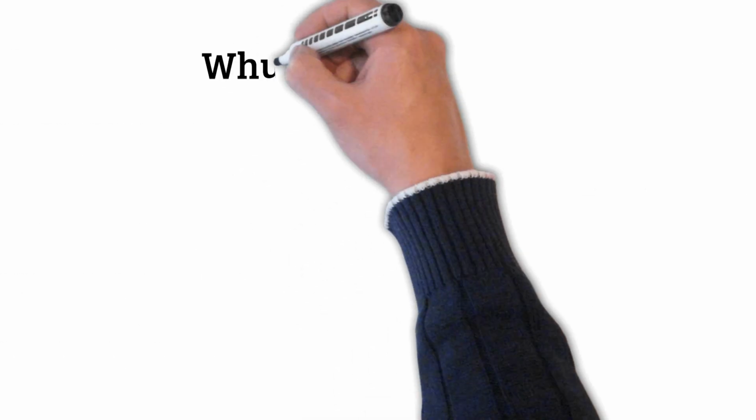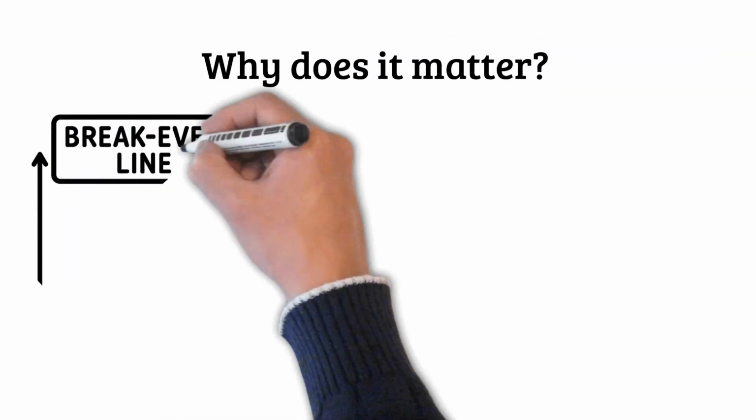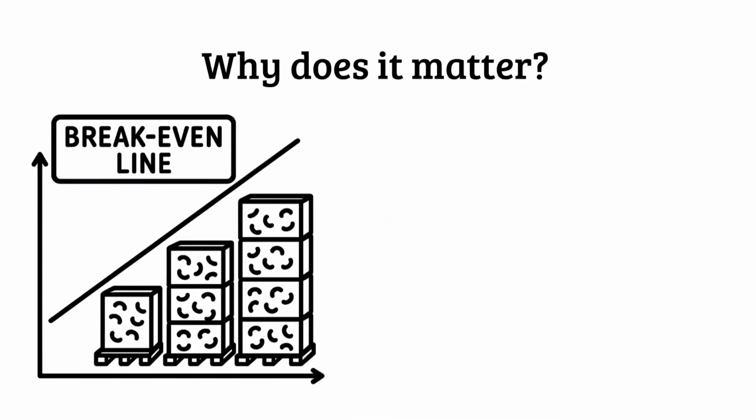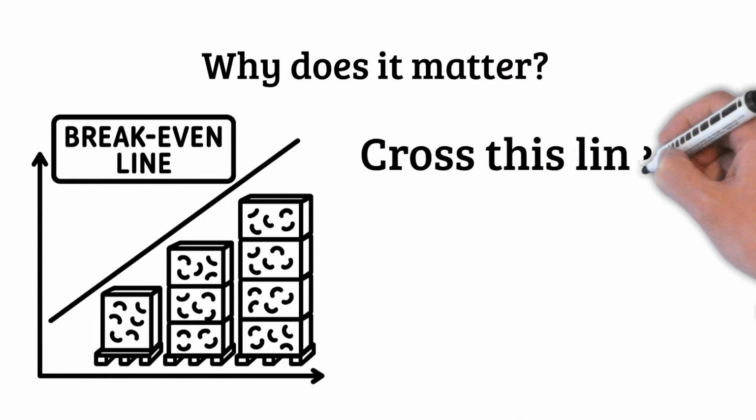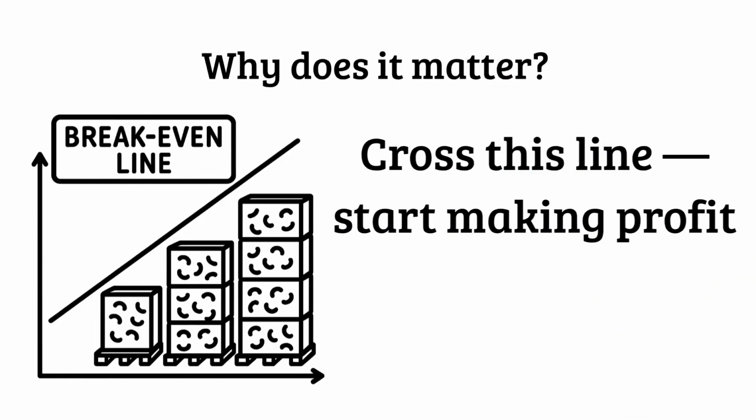Why does it matter? Because to stay profitable, Don Macaron needs to make and sell enough pasta to cover both types of costs. That's called the break-even point.